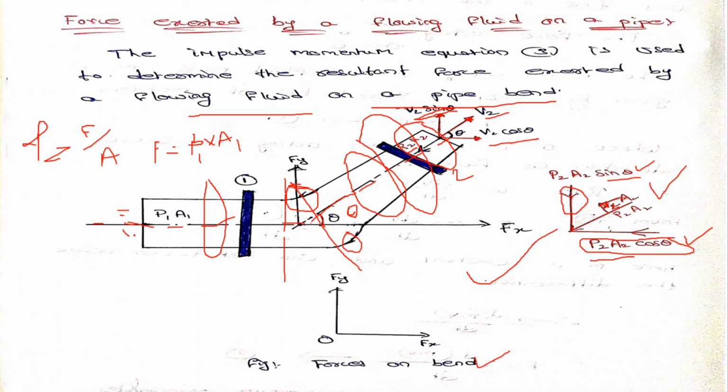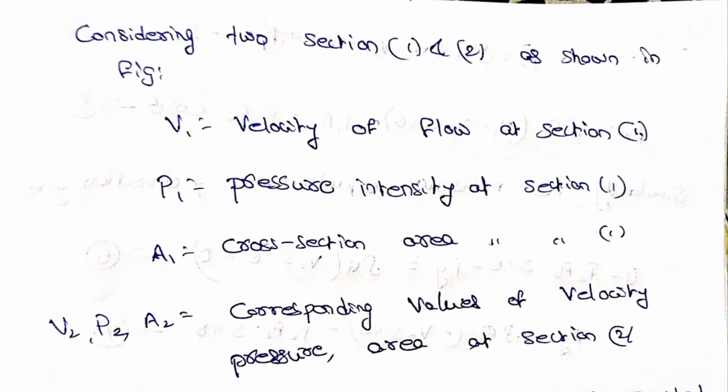Why? Because suppose water is passing in this direction. Water is starting here, and at this location what will be the velocity? At this location, what will be the velocity? Obviously it is 0.